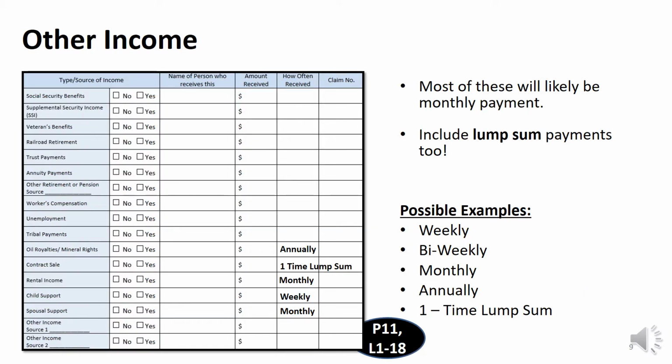Most of these will likely be monthly payments, so you can just write in the word monthly after you write in the amount. Also, you do need to include anything different than that. Maybe it's a weekly payment or bi-weekly or annually. You can write that as well. And you need to include lump sum payments as well. Those are, I believe, treated differently depending on what they are, but they do need to be listed.